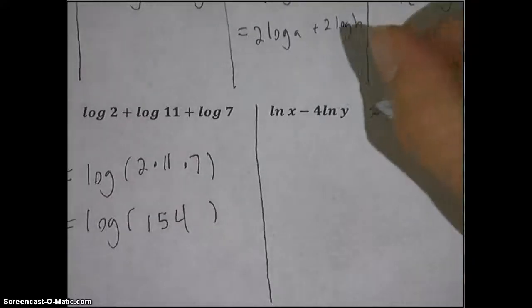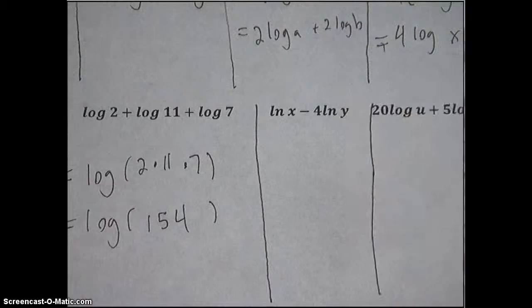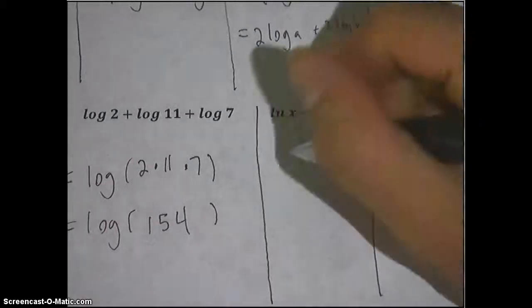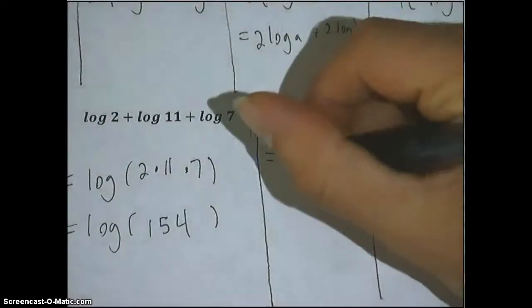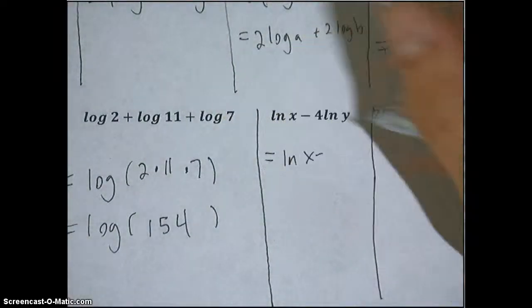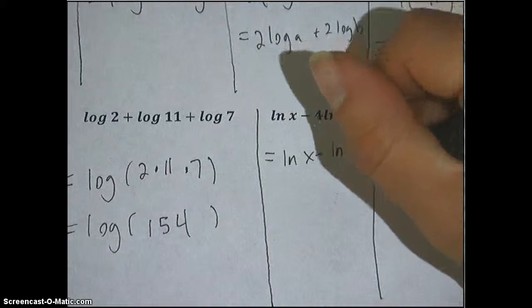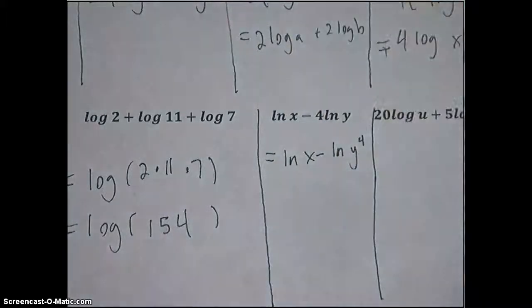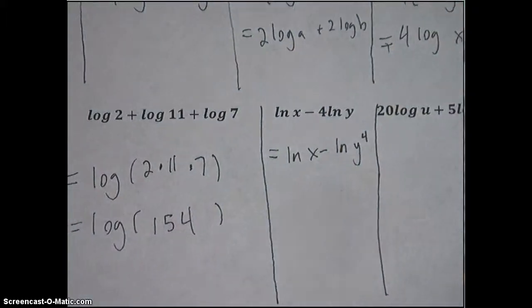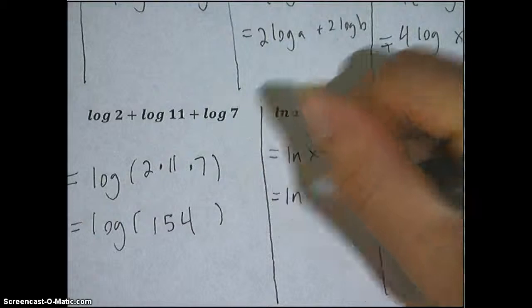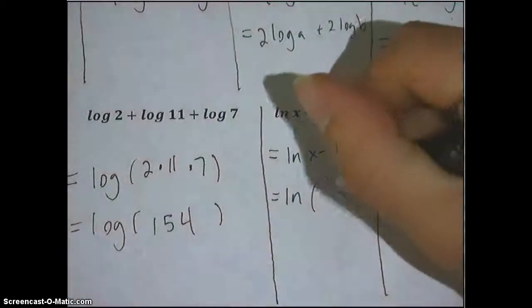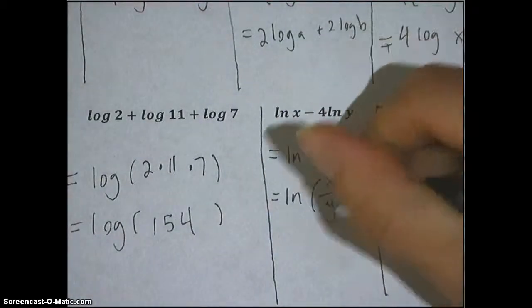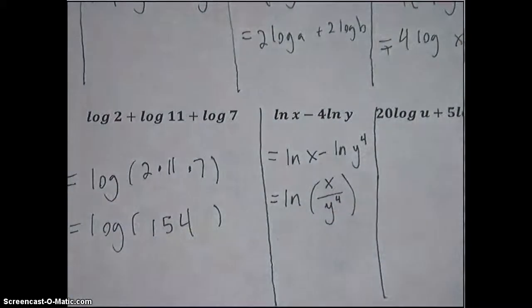Well, a natural log is just a log, so they have the same rules. But before we try to condense them, we should go ahead and move that 4 up into the exponent there. And then I can condense them. Remember, subtraction turns into division, so that's going to be x divided by y to the 4th, like that.